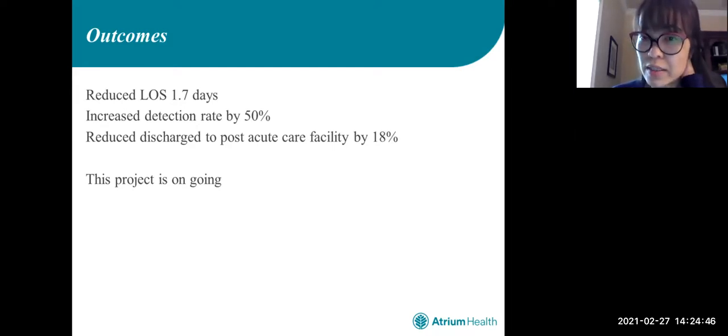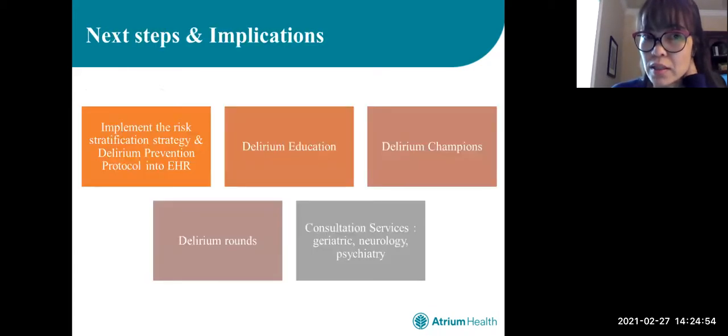So this project is still ongoing. I'm hoping to get more data sometime mid-year in the third quarter. My next steps: I am working with a team of informatics specialists to try to get this tool embedded into the electronic health record, so that we can identify patients at the point of entry.